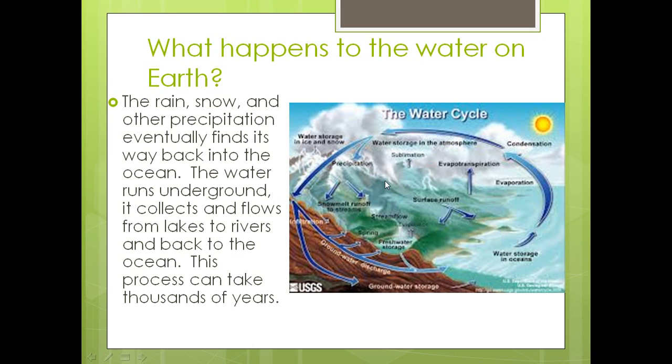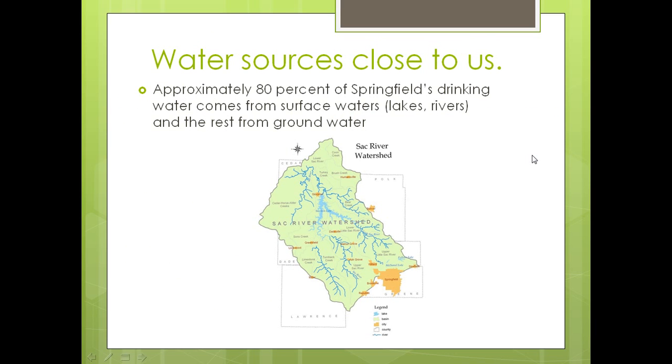So the rain, snow, and other precipitation that falls onto the earth will eventually find its way back to the ocean. So this water can run underground in the form of groundwater, and it'll then collect and flow in lakes and rivers, which go back into the ocean. Then this process can be very quick, or it can even take thousands of years. So some water sources close to us are, here's the Sac River watershed, and 80% of our drinking water in Springfield comes from surface waters like these lakes and rivers that we can see here on the map.